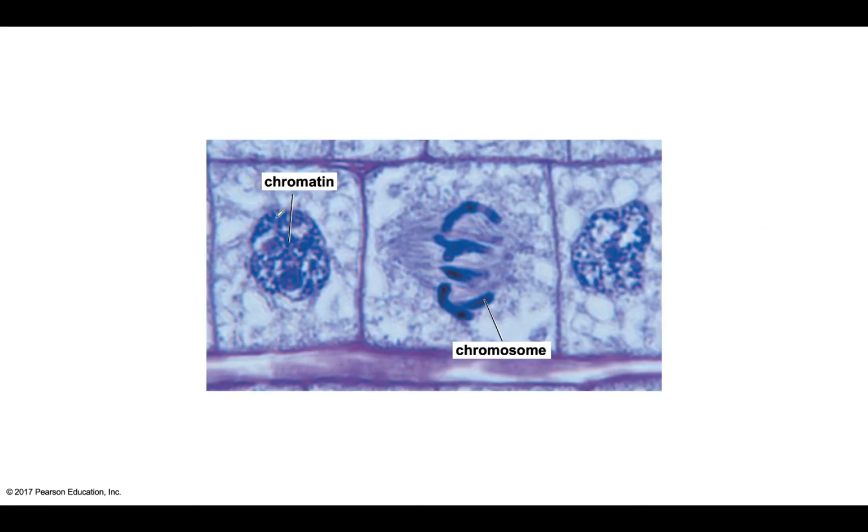So here's chromatin, an entangled strand, but when it is time for this cell to divide, this chromatin condenses and supercoils to show this clear structure. We call this a chromosome.